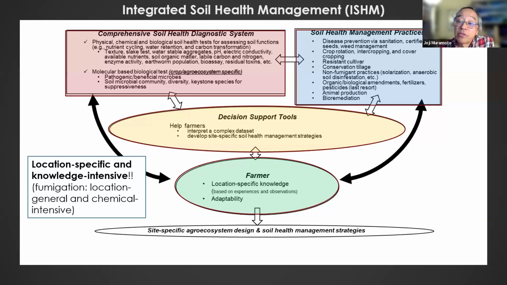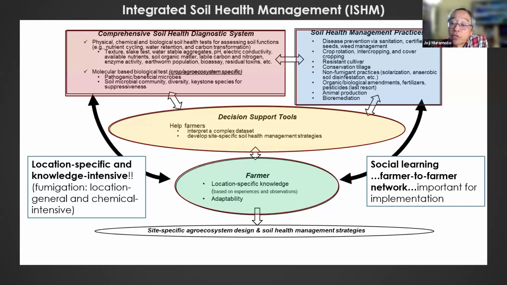ISHM is characterized as a location-specific and knowledge-intensive approach, contrasted with the location-general and chemical or input-intensive fumigation and industrial farming approach. However, the transition to knowledge-intensive systems can present significant obstacles for farmers. As it worked in biocontrol, social learning, as seen in farmer-to-farmer networks, has facilitated the implementation and extension of knowledge-intensive soil health management. Policies and extension activities that support such a process and the adoption of ISHM will be necessary for the greater engagement in the co-development of ISHM with and among stakeholders.